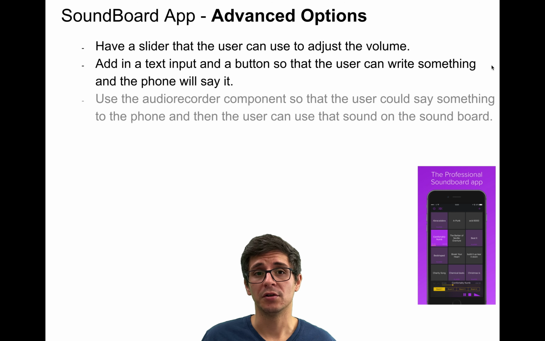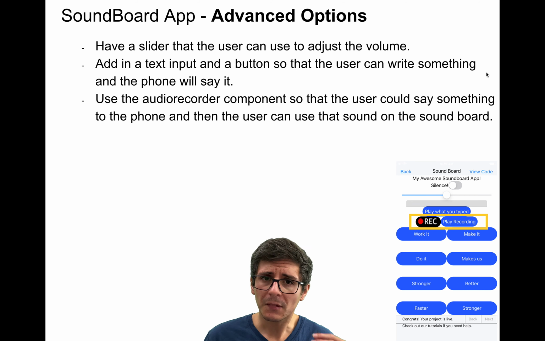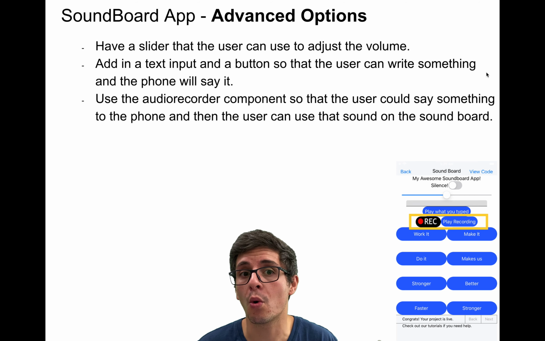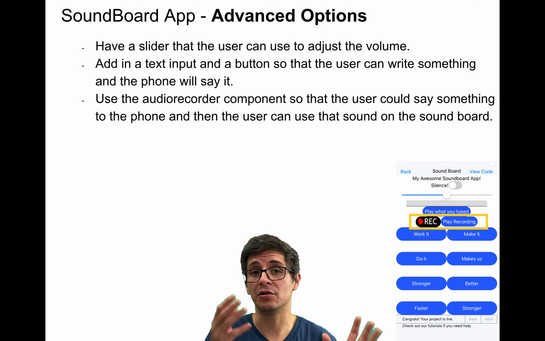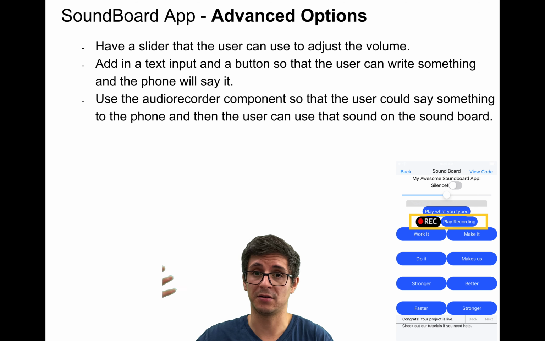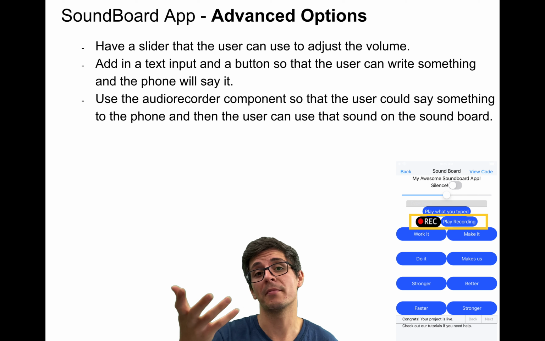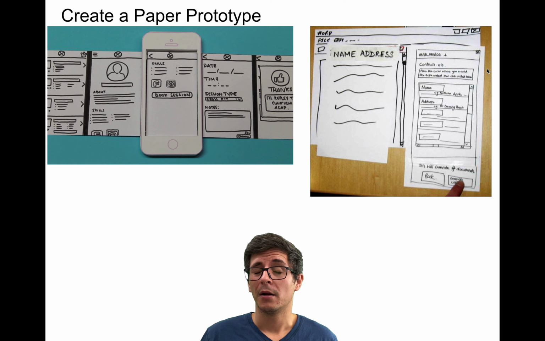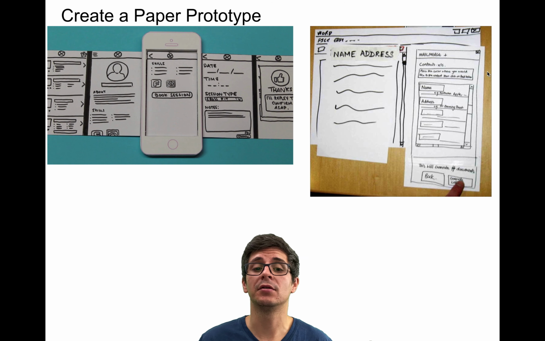Another option is you can use a different component called the audio recorder component. This component will actually record the audio that comes into the mic, and then in the back end you can connect it to a button so that the user can create their own sound just using the microphone from their phone.